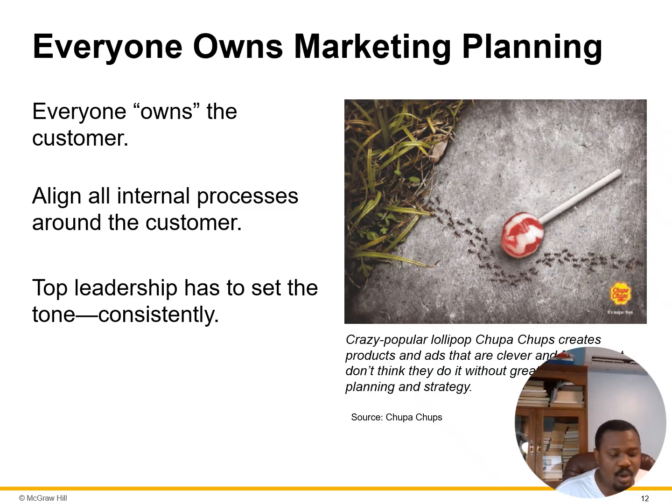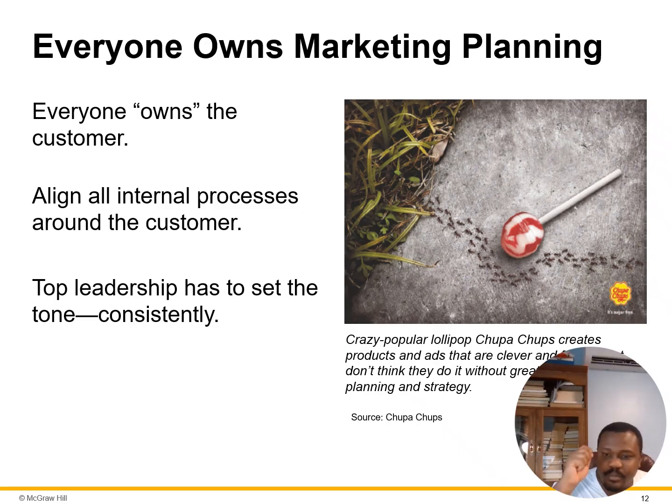Now we say everyone owes the customer. And that is true. So we have to align all internal processes around the customer. The top leadership has to set the tone, and it's all the time consistency. So there should be a consistent approach which is gelled towards always attracting the customer. For instance, the crazy popular lollipop Chupa Chups creates products and ads that are clever and funny, but I don't think they do it without great marketing planning and strategy. So everyone looks at the market and brings a strategy.